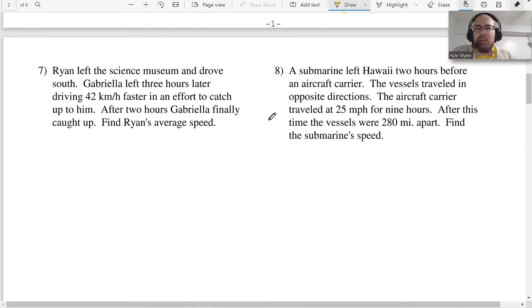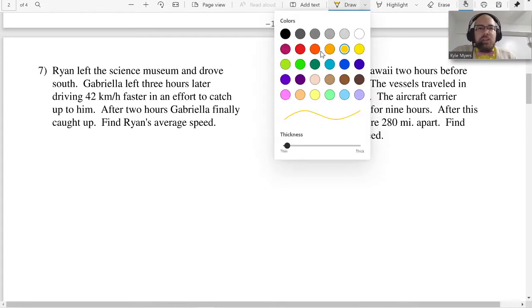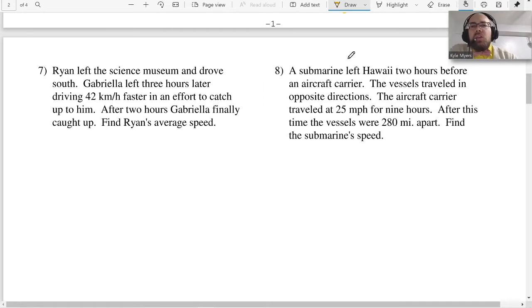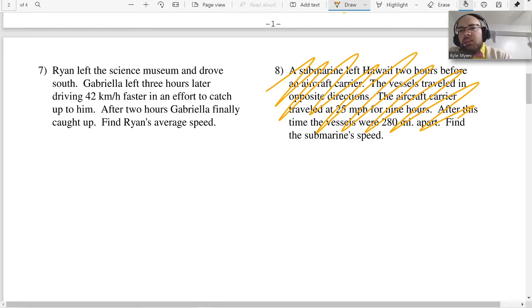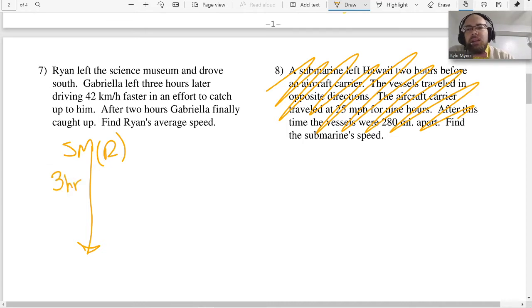Okay. Number 7. And we're going to change color again. Going to go orange. Ryan left the science museum and drove south. Well, let's try point south then. Why not? You don't have to, but okay. So science museum. Ryan drove south. Gabriella left 3 hours later. Okay, so 3 hours. So Ryan has gone for 3 hours by the time Gabby even gets started, right?